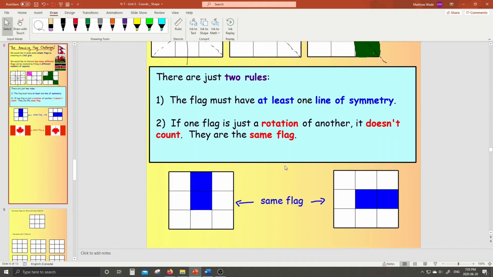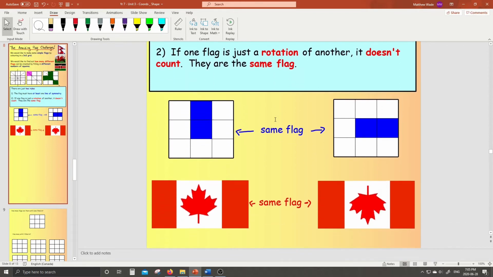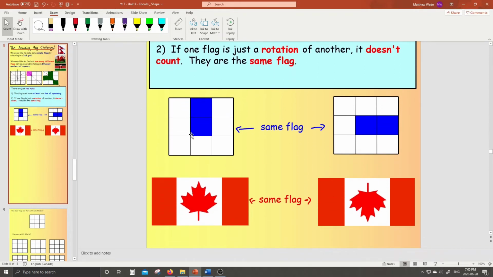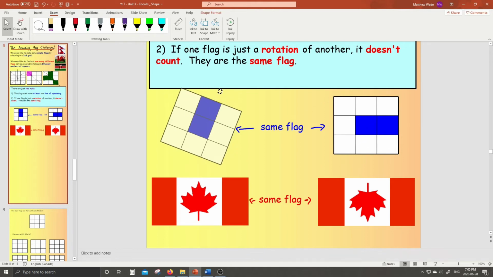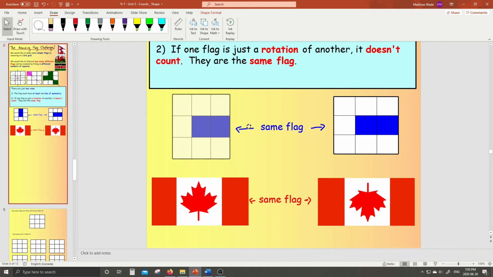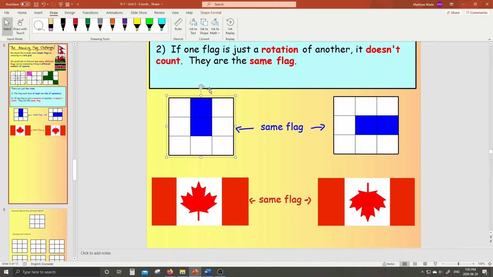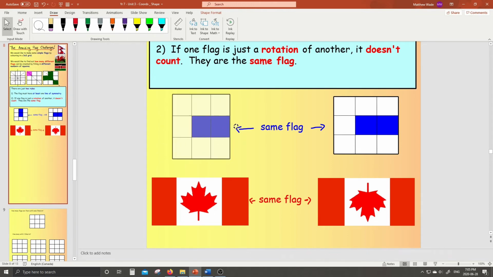Now, rule 2 is if a flag's a rotation of each other, it doesn't count. So if you check it out, this blue one here, it does have a line of symmetry, so it's a valid flag because vertically up and down is the line of symmetry. But you can't have this one and that one because this one here on the right is just a twist of this one here on the left. See, I'll show you. Look. See, it's the same flag, so you don't get to count it twice. You can only count this one once because whether it was up and down like this, that's the flag we started with, and so when you twist it over, it's the same flag, it's just twisted.